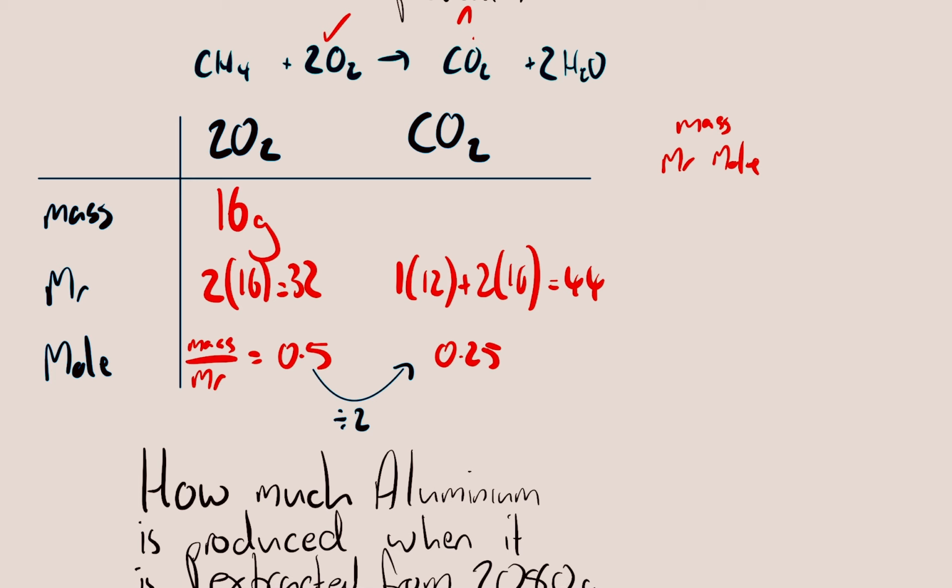And our final step, we're working out our mass. So cover up our mass, we've got MR times mole. So that's our 44 multiplied by 0.25, and we get to 11 grams. Circle our answer, happy days. On to the next one.